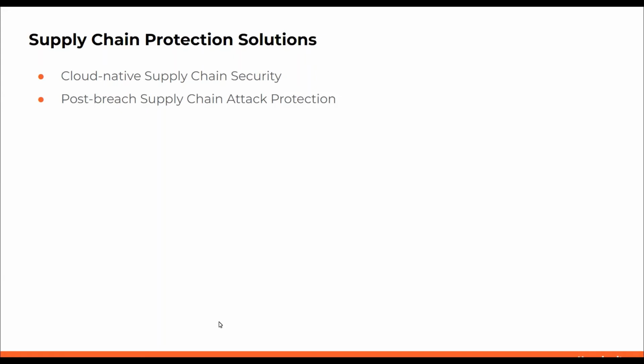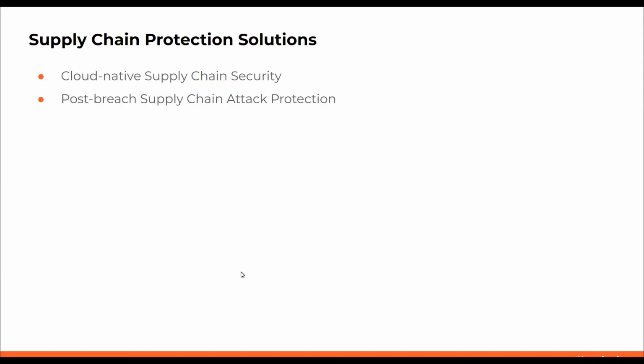An additional protection solution is post-breach supply chain attack protection. This is contrary to the first solution. This is relevant to all companies, not just software development vendors. Palo Alto Networks is the only cybersecurity company that offers such protection. And this can be seen from the inability of security products to detect the SolarWinds supply chain attack.